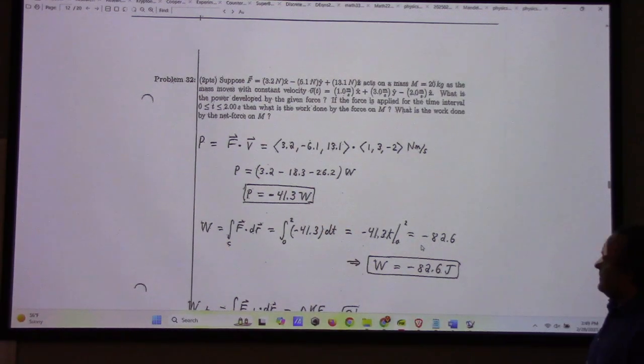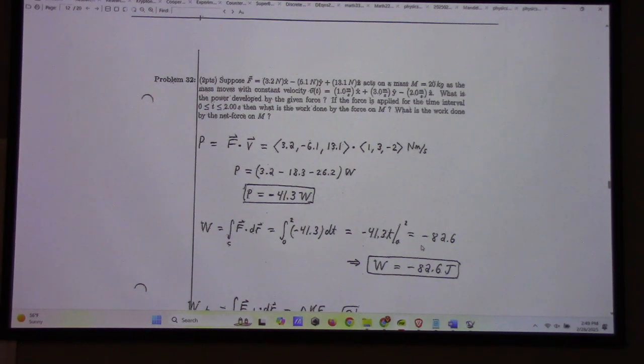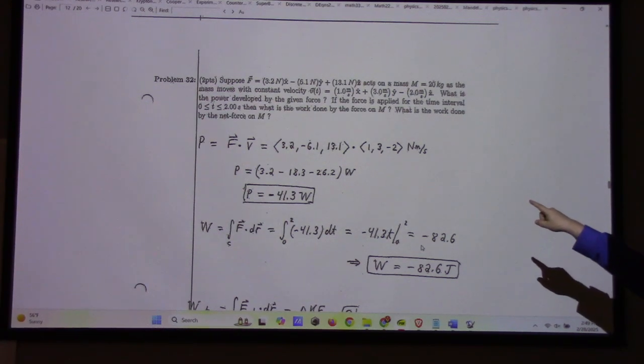I don't actually know that it is slowing down the motion unless I know the totality of the forces. Is that the net force? I don't think I said that. Let's see here. I said, what is the work done by the net force on M? Can we figure that out? We can figure that out because I told you the velocity is a function of time right there, didn't I?